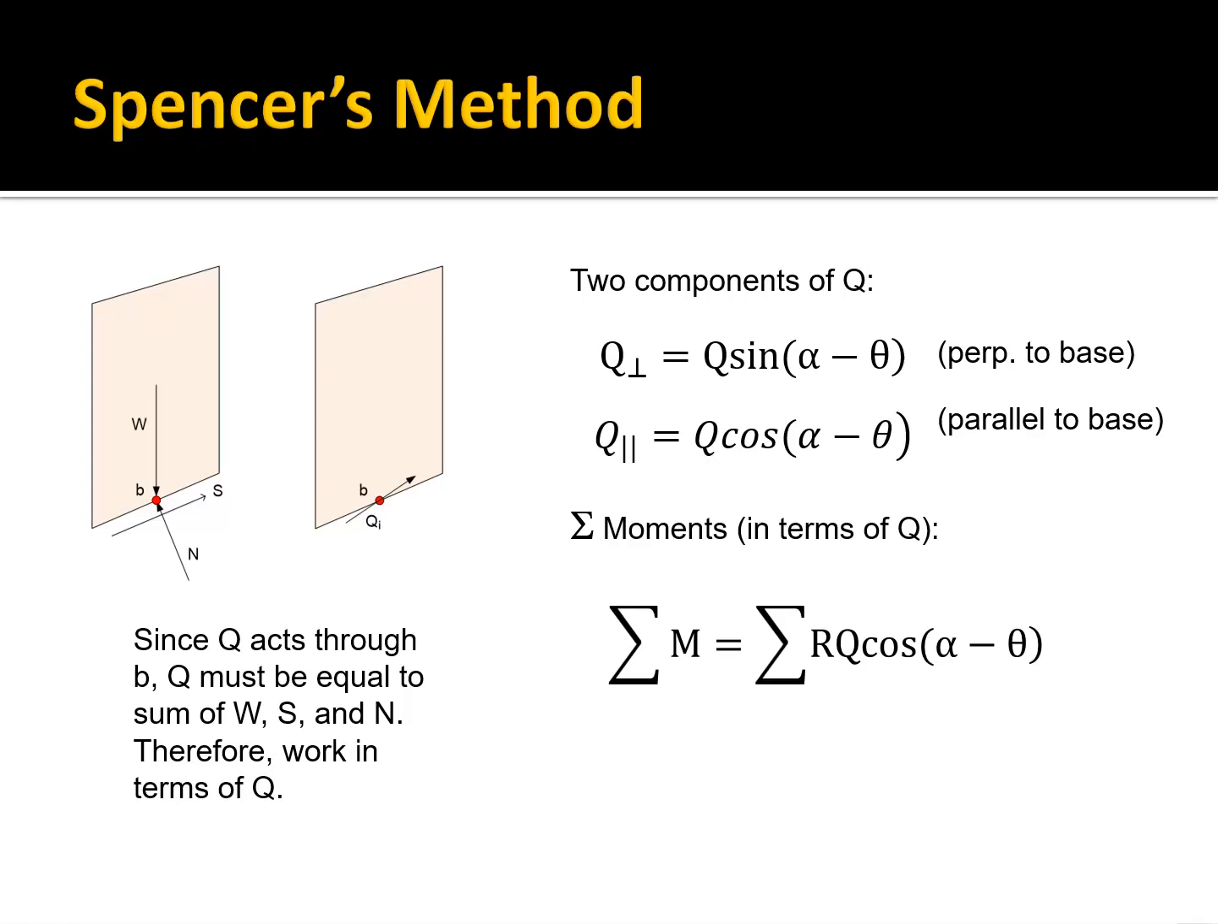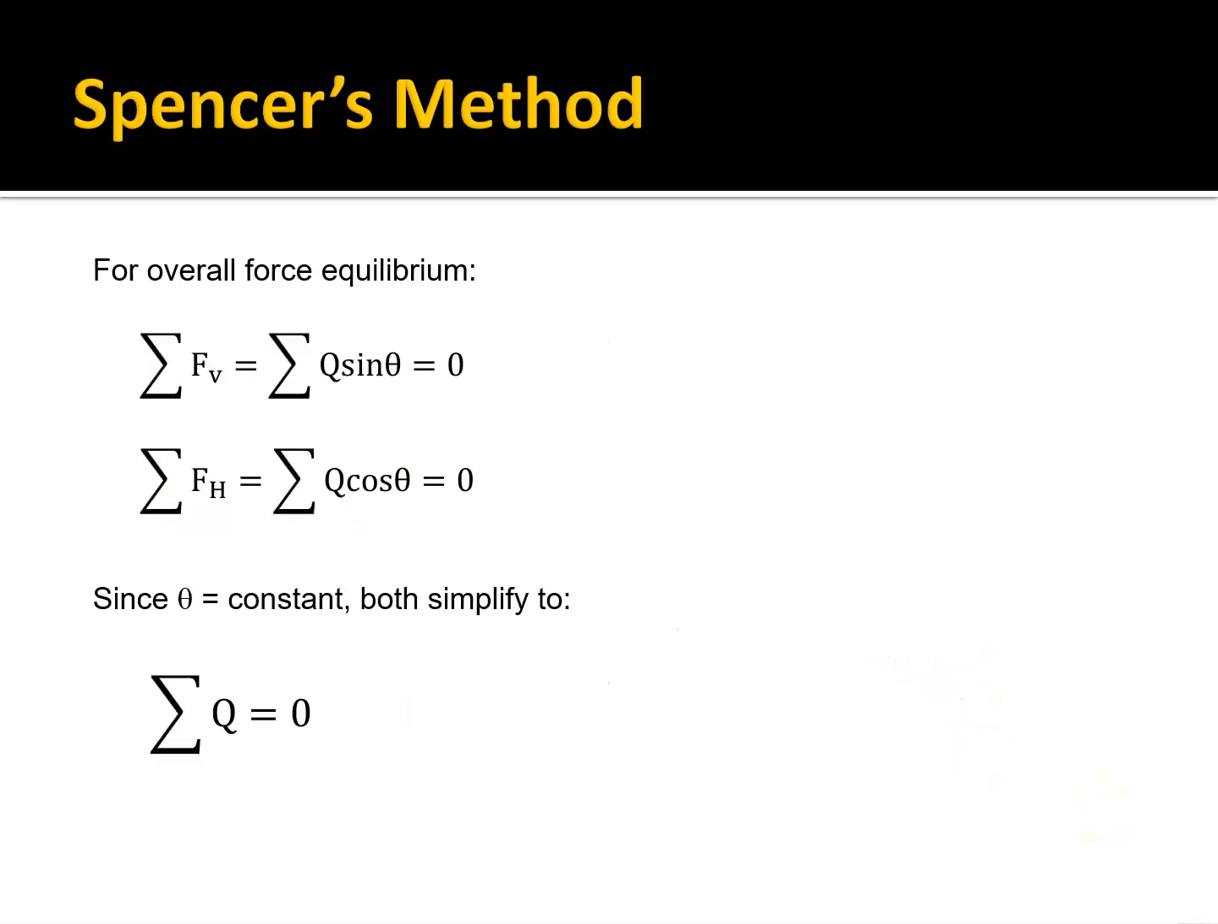And so if we sum the moments around the center of the circle, the component of Q parallel to the base of the slice is what acts, because the component perpendicular goes through the center of the circle. We can neglect that. And so we get the sum of the moments is equal to the sum of R times Q cosine alpha minus theta.